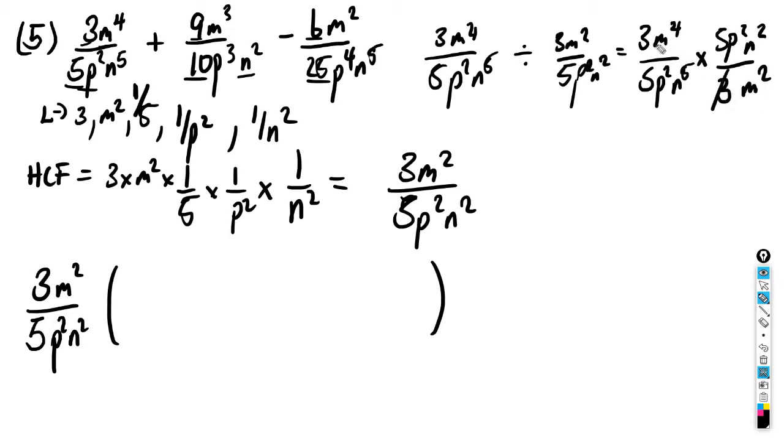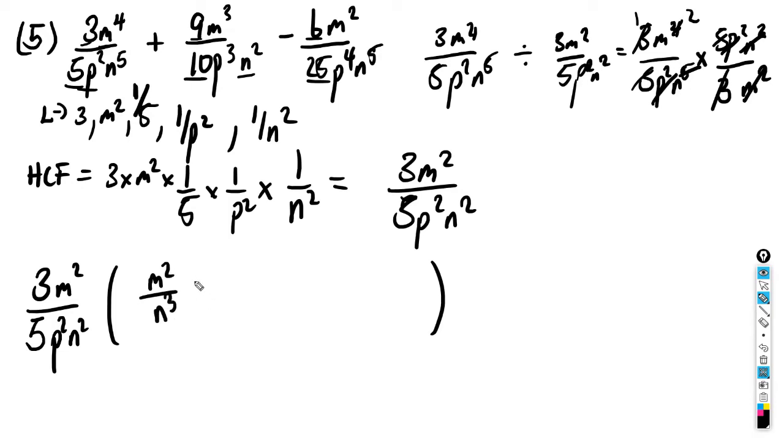So this 3 goes into this 3 one time. This m squared goes into this m to the 4 two times. This 5 goes into this 5. This p squared goes into this p squared. And this n squared goes into this n to the 5th. So we're going to end up with m squared over n cubed. Yeah, that's exactly what we should end up with.